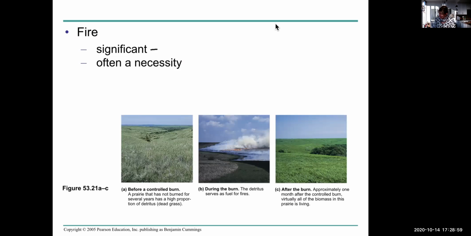But what can happen, as in this grassland here, this is a prairie land, not burned for several years. It might be because it's been suppressed by humans, or it might just not have burned for several years. But what happens is that the grass dies, the detritus forms, and the grassland may be mostly dead grass. In this case, there was a controlled burn, and the detritus served as a fuel for those fires. After the burn, about a month, all of the biomass in the prairie was living. So there was no longer an abundance of detritus.